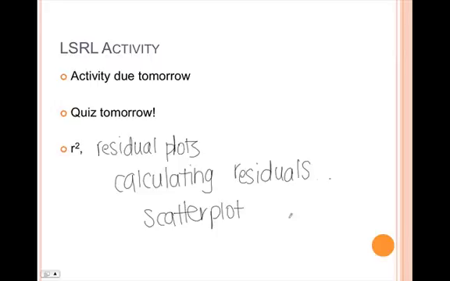All right, so the sub is going to pass out the activity, and you guys are going to work on this for the rest of class. That activity is due tomorrow, so you will turn it in at the beginning of the period before you take your quiz.